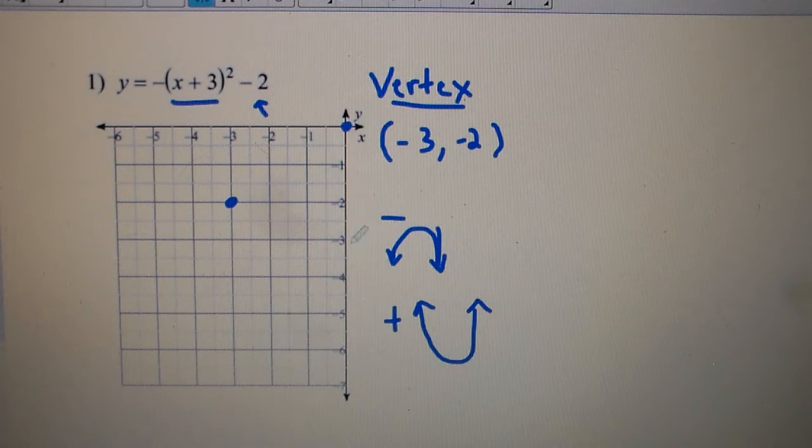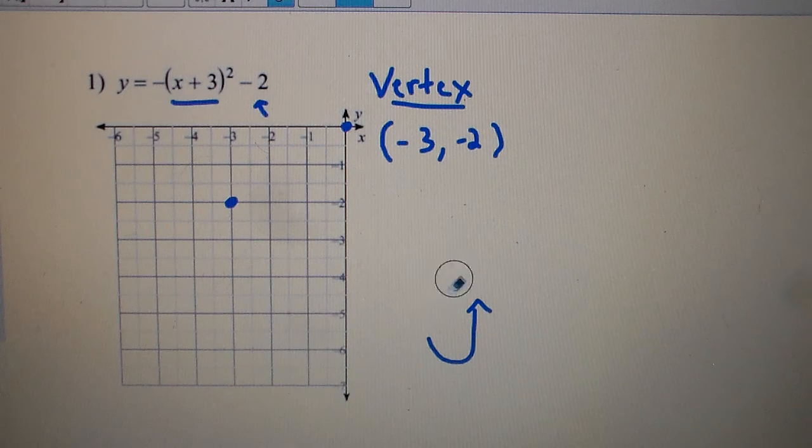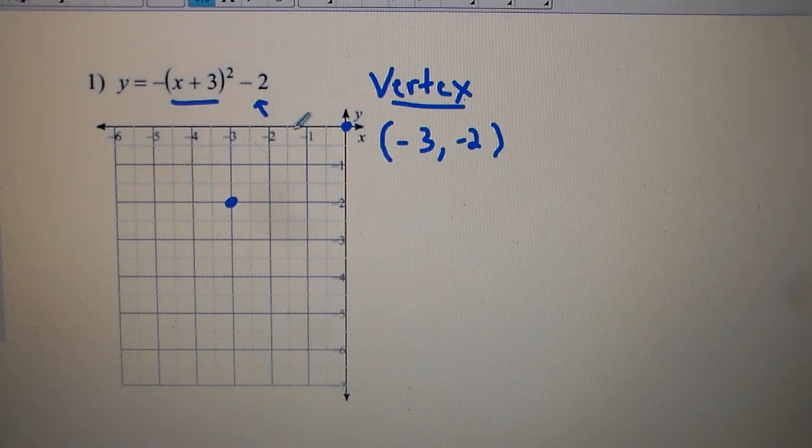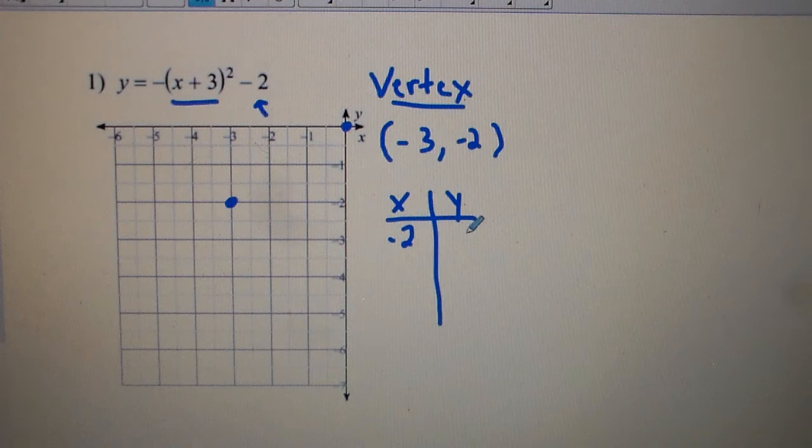So how do we know which way to go? Well, we can make ourselves a little t-table to figure out exactly how wide the U is going to be. We could go one number to the right, or 2 numbers to the right, or you could also go 2 numbers to the left. So I make mine a little x-y t-table here. I already know negative 3 and negative 2 is one of them. But let's try putting in negative 2. Let's find out what that y value is. So I put negative 2 in for x.